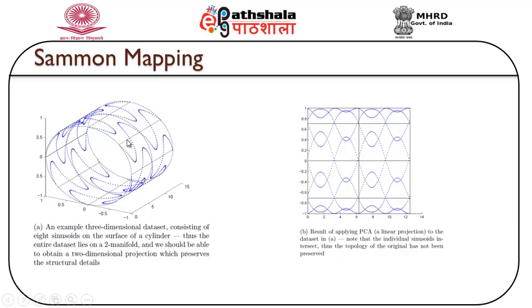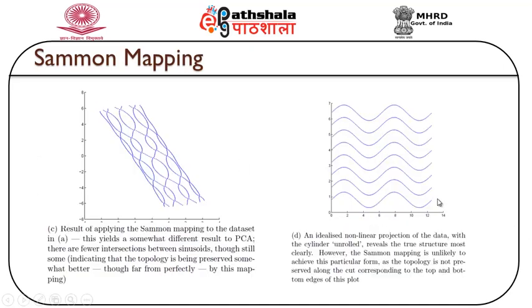If you see, this is an example of a 3-dimensional data set consisting of 8 sinusoids on the surface of a cylinder. So, the entire data set lies on a 2-manifold and we should be able to obtain a 2-dimensional projection which preserves the structural details. In figure B, this is the result of applying the principal component analysis, which is a linear projection, to the data set. Here we can note that the individual sinusoids intersect, thus the topology of the original data has not been preserved in this case.